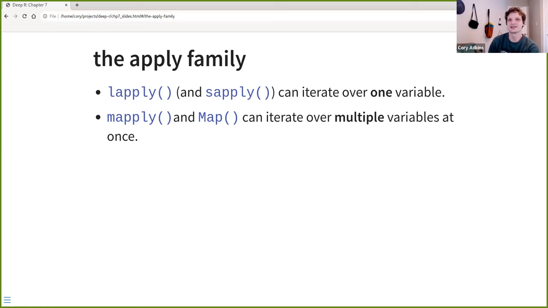I actually don't prefer that behavior. I agree with the author, I prefer to have a list and handle the simplification myself. So map can take multiple arguments and returns a list. It's kind of like the multivariate version of lapply, and it's the most flexible of this family of apply functions.